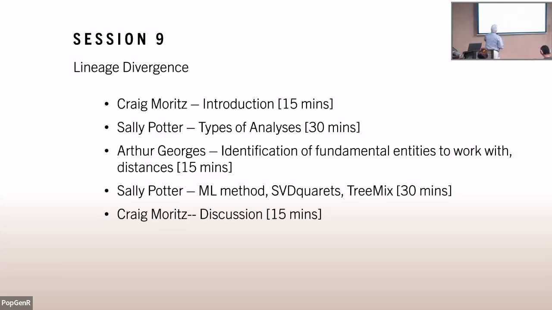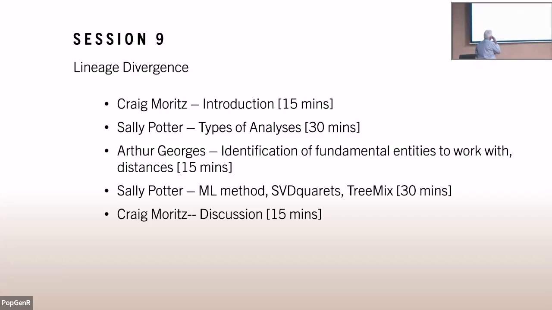Okay, so this is roughly what we're going to cover. I'm just going to blather on for 15 minutes and outline some issues. Sally will then take over and look at some of the types of phylogenetic analyses that you can do using SNP data. Arthur will focus on the very fundamental question of what are the OTUs? What are the things amongst which you're trying to determine relationships? Not necessarily species, they can be lineages, they can be genetic populations. Arthur will cover some of that.